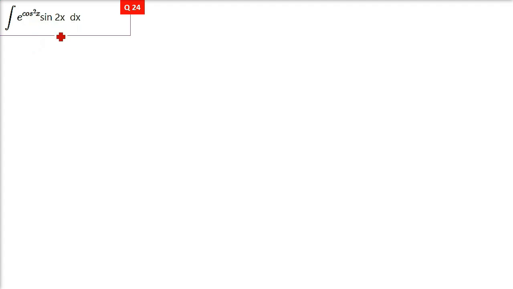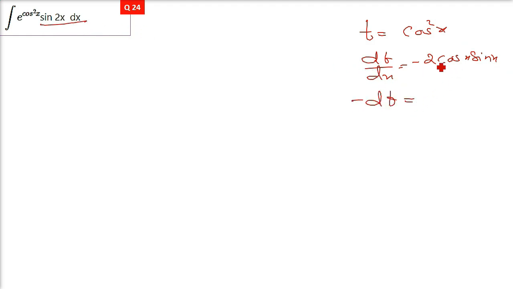If somebody knows, if it is kept as t, you will get the sin 2x as it is. When you differentiate this, t taken as cos square x, it will be 2 cos x, and cos x will be minus sin x. So this 2 cos x sin x, or 2 sin x cos x, will be sin 2x. So this negative dt, because negative goes on the left hand side, will be sin 2x into dx.